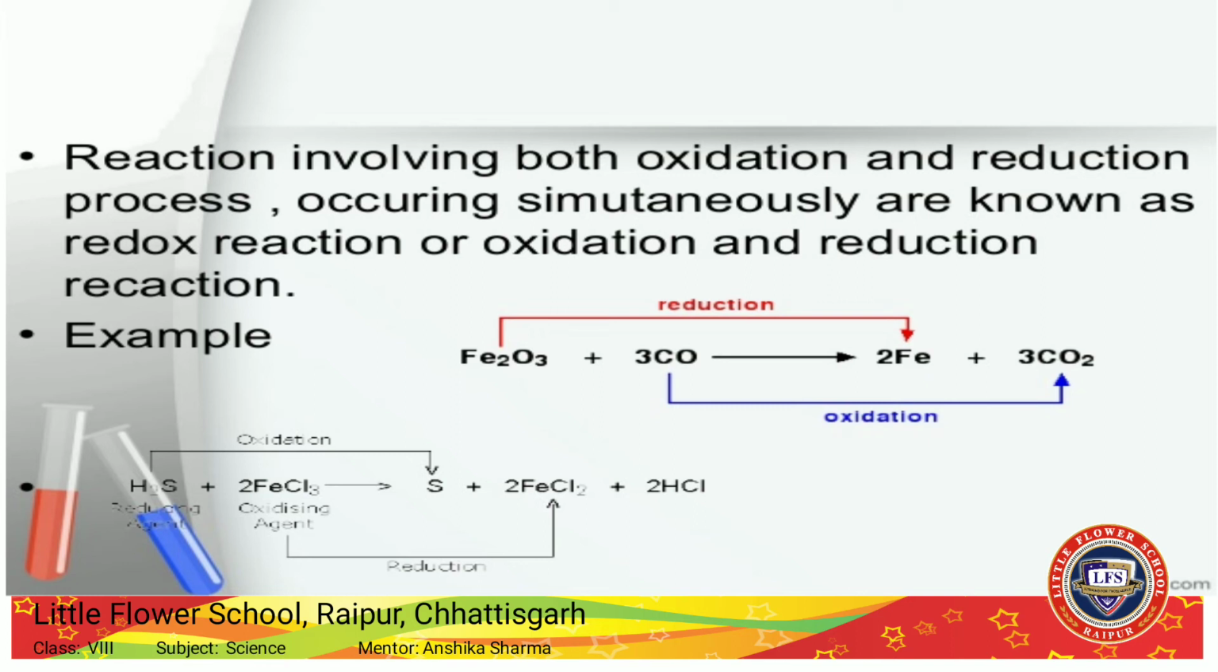Reactions involving both oxidation and reduction processes occurring simultaneously are known as redox reactions or oxidation and reduction reactions. For example, Fe2O3 plus 3CO gives 2Fe plus 3CO2. Here is the oxidation and reduction process.